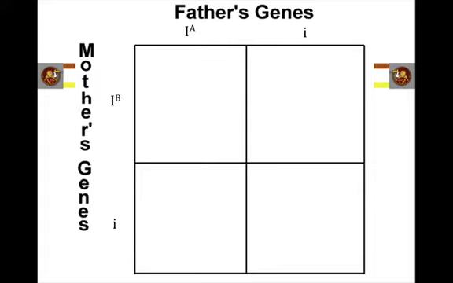Now let's do the cross. In our first square, we have big I A, big I B. That is going to be AB blood type. We see those 2 large letters, which are both dominant. Over here, we have big I B, little i. It's going to be type B blood type. Down here, big I A, little i, which is going to be type A. And here we have little i, little i, type O.